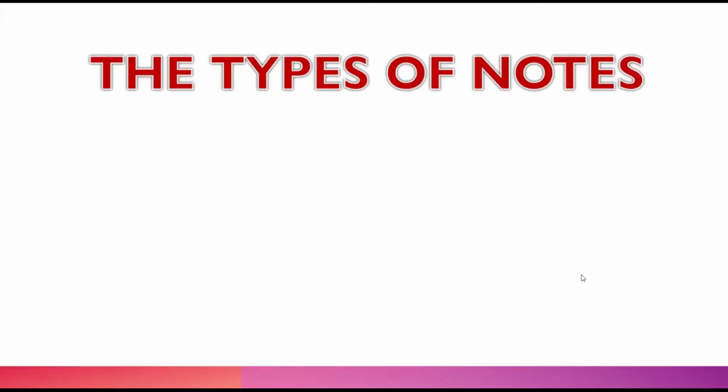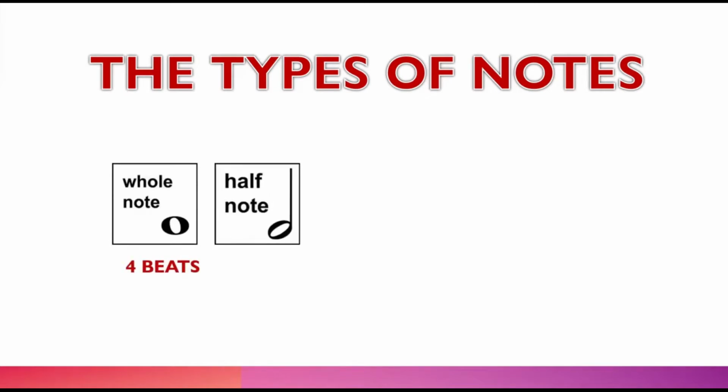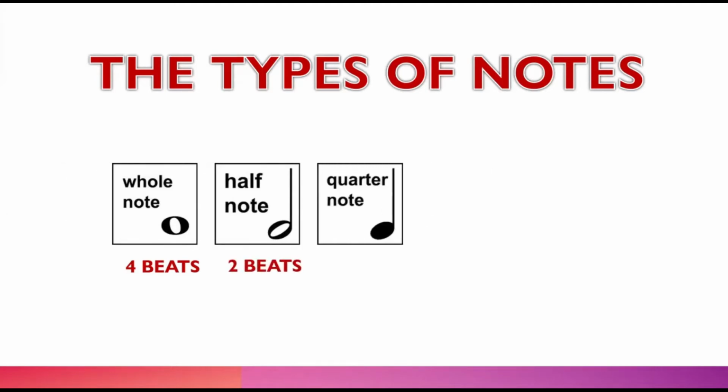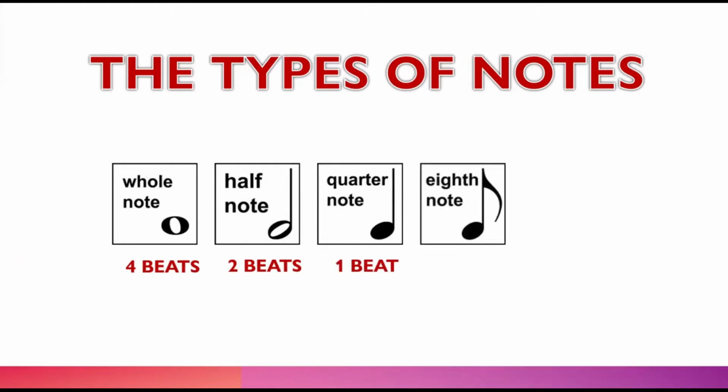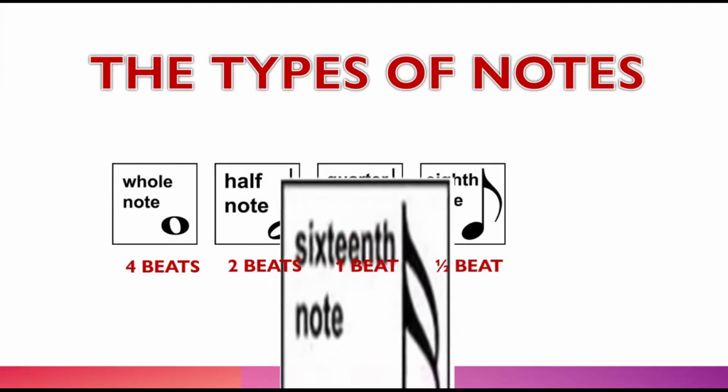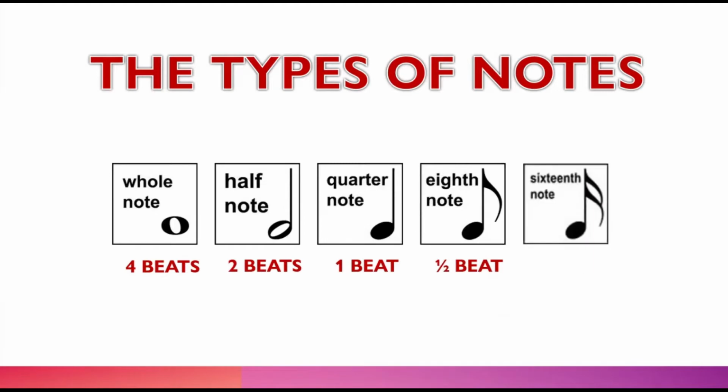And we're going to learn 5 different notes. First is the whole note. The whole note has 4 beats. Then it's followed by a half note, which is half of the whole, so it has 2 beats. A quarter note is 1/4 of the whole, so it has 1 beat. And then the 8th note is 1/8 of the whole, so it has a half beat. And then the 16th note is 1/16 of the whole, so it has a quarter of a beat.